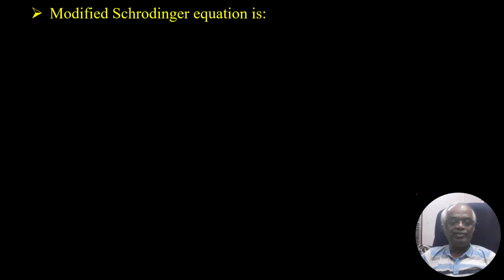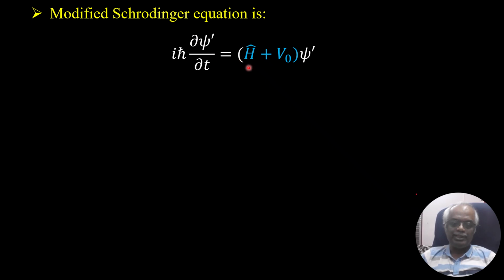The modified time-dependent Schrödinger equation is i h cross delta psi prime over delta t equals H plus V naught acting on psi prime. Why are we calling it modified? Because we have modified the Hamiltonian as H prime and the wave function as psi prime. Psi prime is not a derivative; we are introducing a new wave function.